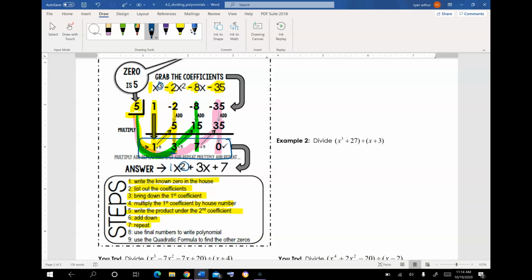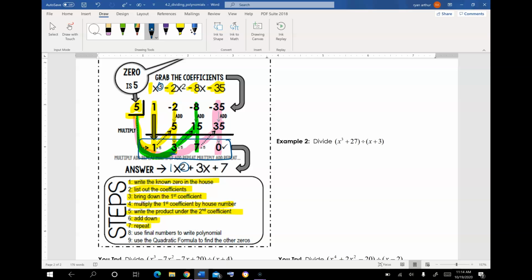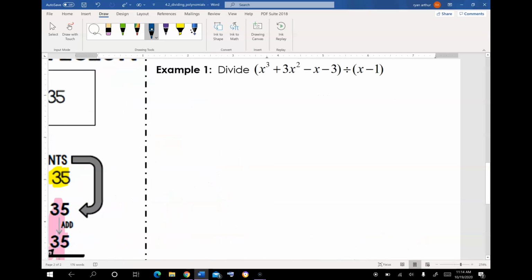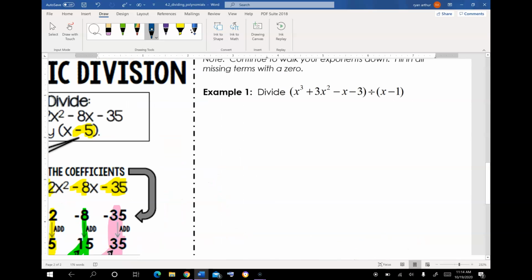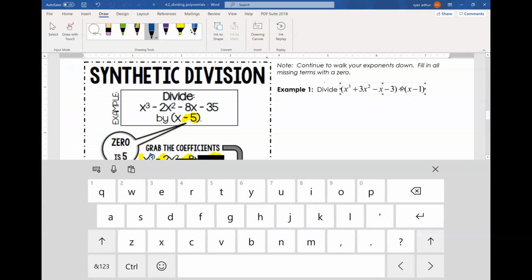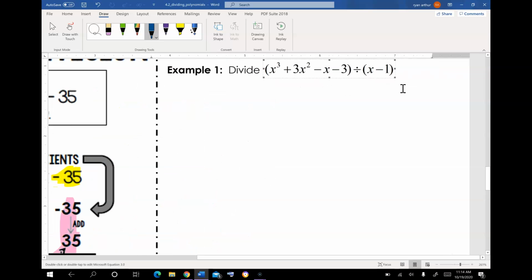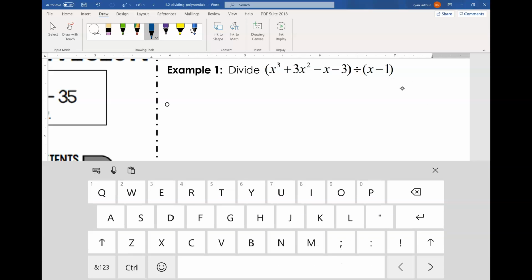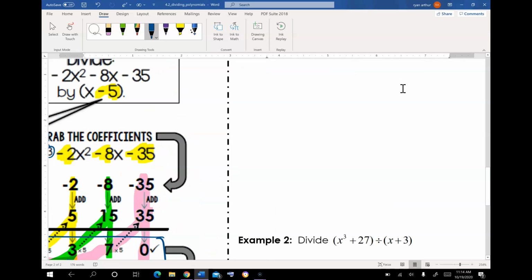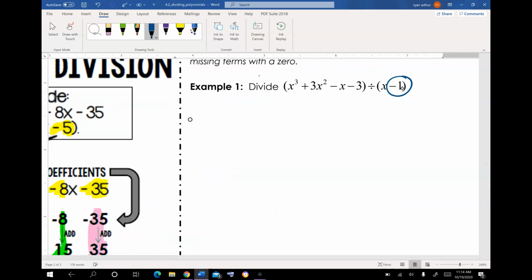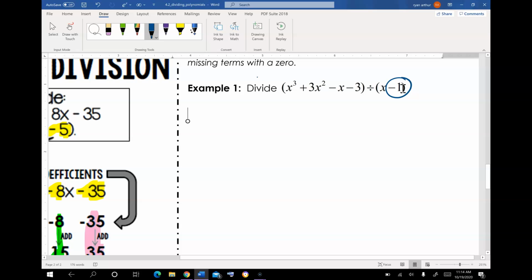All right, so let's actually do an example together. I want to divide these two. So this is my house number right here. And remember, it's opposite, okay? So we're going to put in the house a +1.